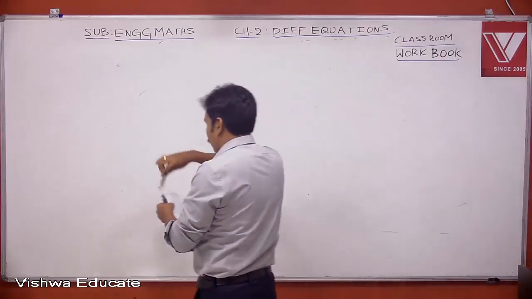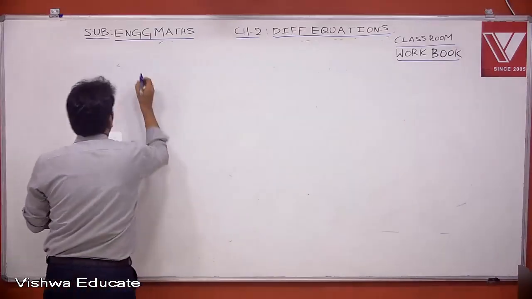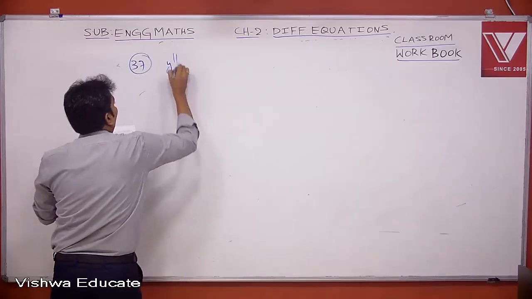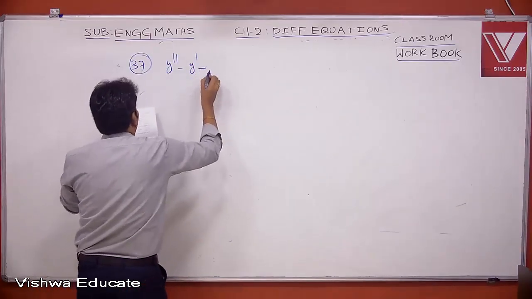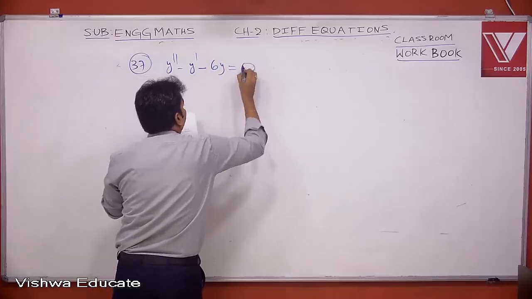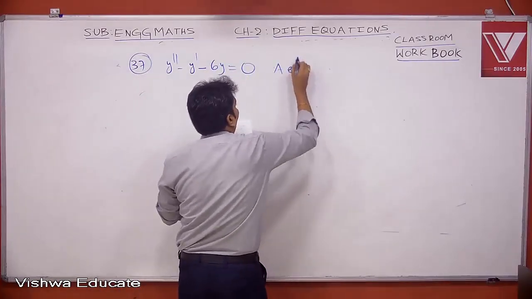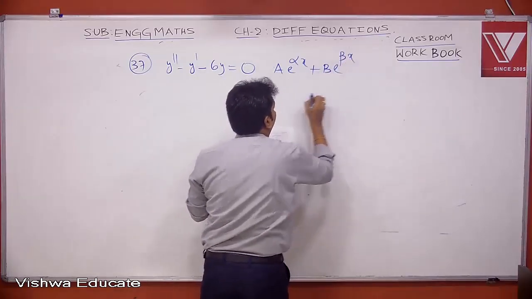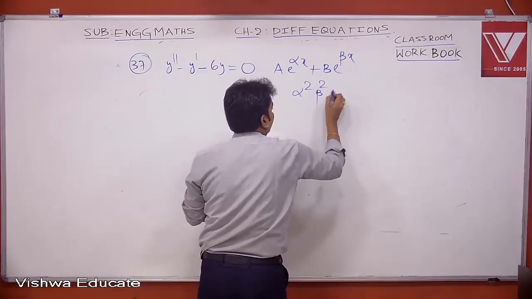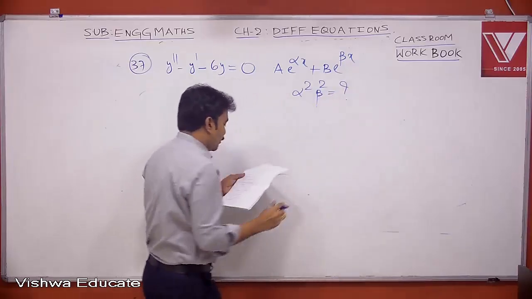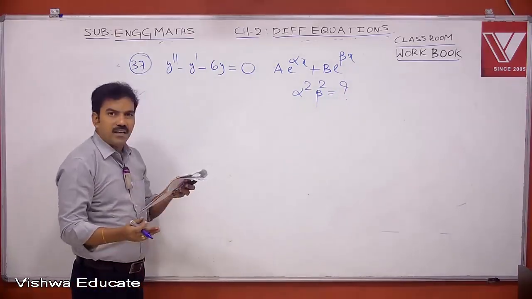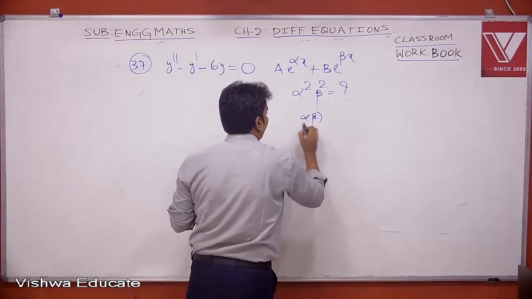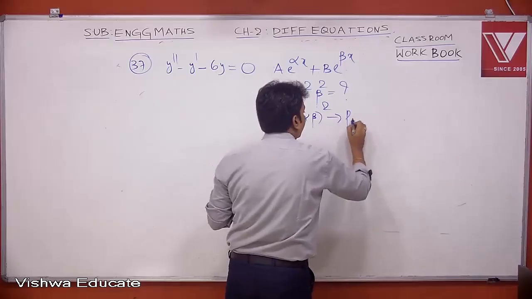Now let us discuss question number 37. If the complementary solution of y double dash minus y dash minus 6y equal to 0 is a into e power alpha x plus b into e power beta x, then what is alpha square into beta square? We need to find out this value. Options are given. Alpha square into beta square means it is a perfect square, alpha beta whole square. So this is a perfect square.